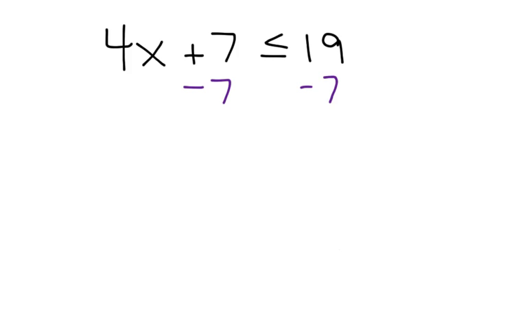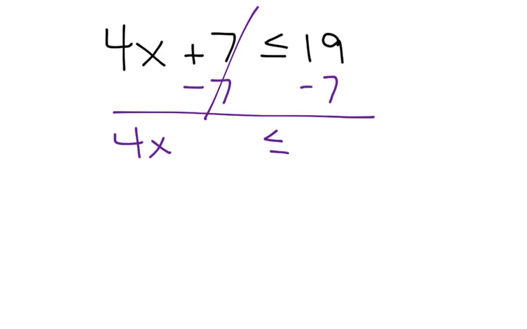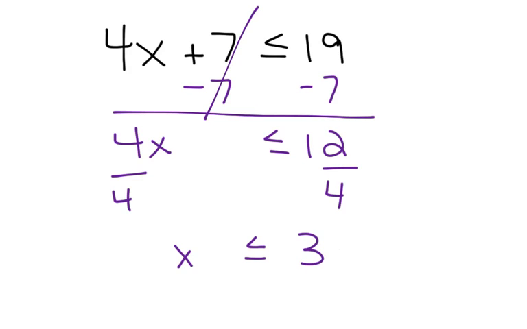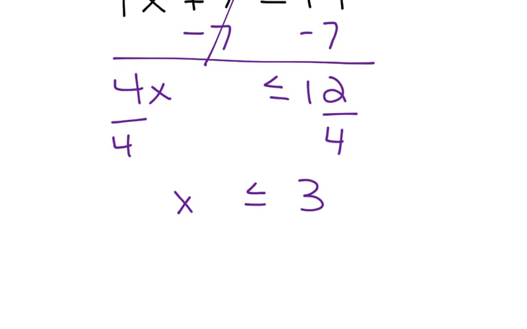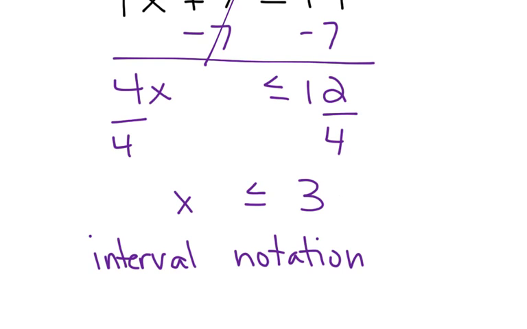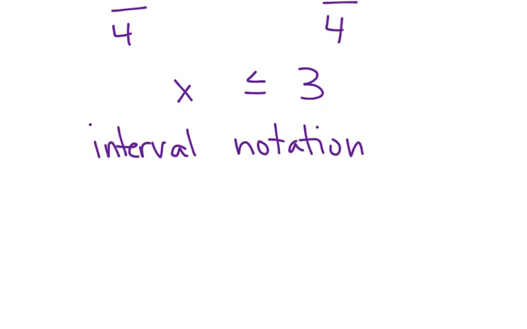So you would subtract 7, and you would get 4x is less than or equal to 12, and then you would divide by 4, and you'd get x is less than or equal to 3. Now, we've also talked about in a previous video, or you may have learned last year in Algebra 2, how to write the solution set in something called interval notation. So I'm going to do a quick reminder of interval notation, but we're going to do this in regards to the graph of x is less than or equal to 3.